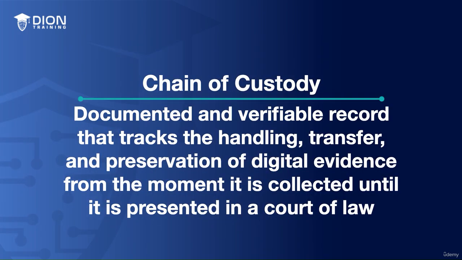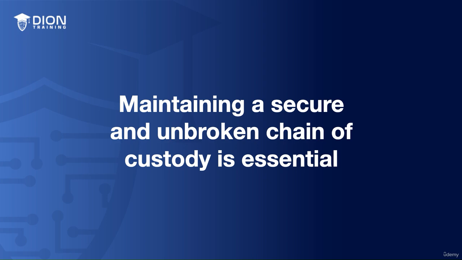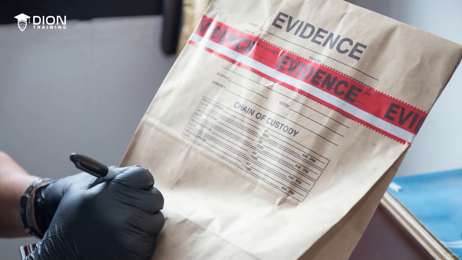When data is collected and acquired, you must ensure that the chain of custody is maintained. The chain of custody is a documented and verifiable record that tracks the handling, transfer, and preservation of digital evidence from the moment it is collected until it is presented in a court of law. Now, maintaining a secure and unbroken chain of custody is essential to demonstrate the integrity and admissibility of evidence. Anytime someone handles the evidence, from the initial collector to a forensic analyst, investigator, or other legal professional, they must carefully document their actions and any changes in the evidence custody status.